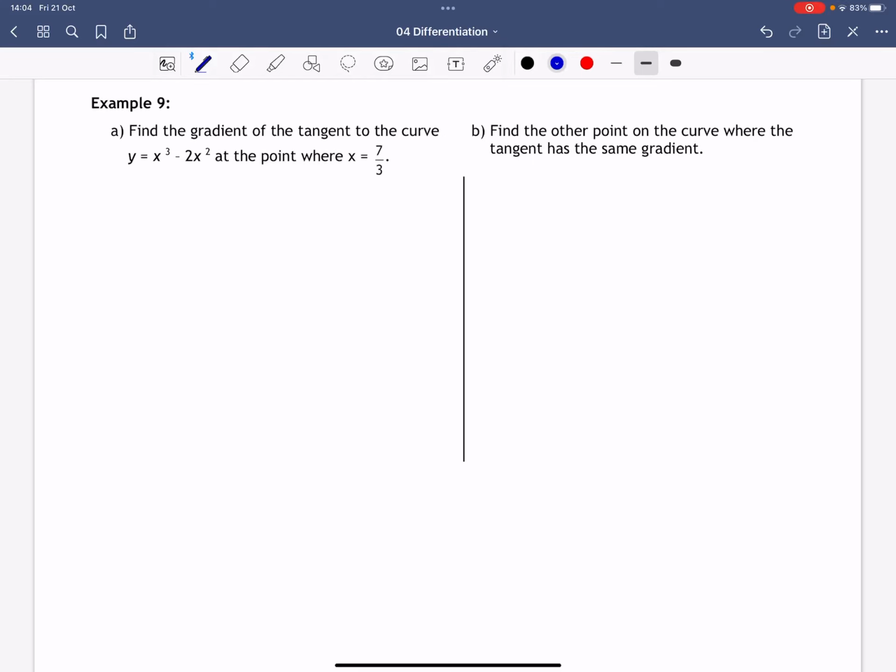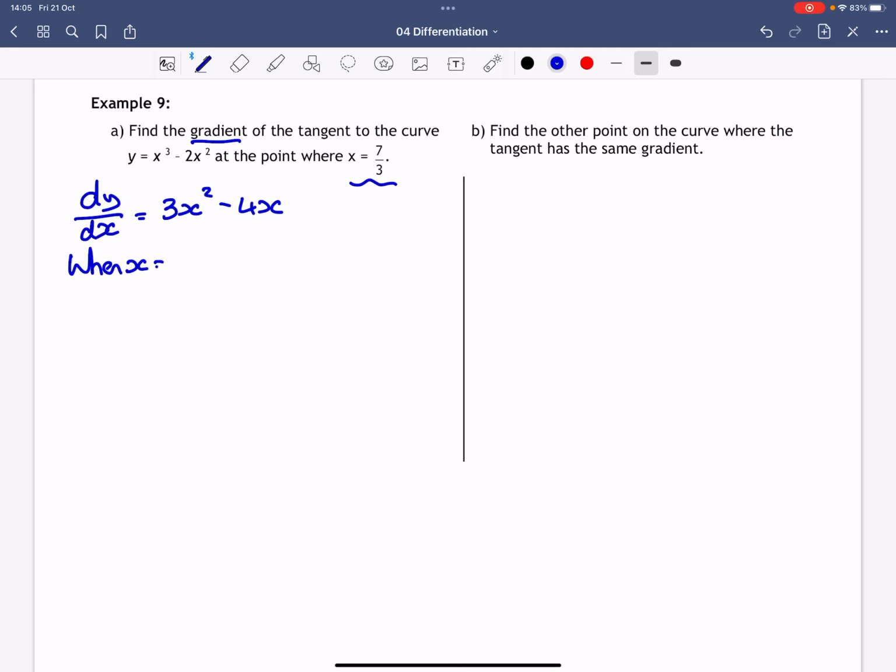Okay, in this video we're going to take a look at applying our knowledge of finding the equation of a tangent to a line. Okay, so example 9, it says find the gradient of the tangent. So straight away, if it says find the gradient, I want to differentiate, okay, because the gradient is the differential. So dy by dx is equal to 3x squared minus 4x. So to then get the gradient, I want to take my x value and sub it in.